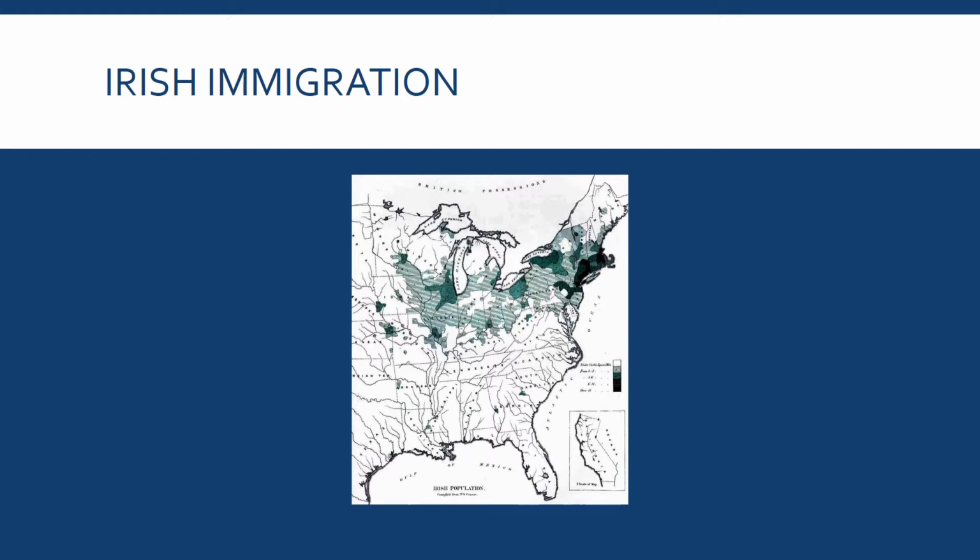Once in America, the Irish had some trouble settling in. Many of them had few skills and no money. They were too poor to move west, so as you can see on the map, many of them settled in cities on the East Coast, like Boston and New York.